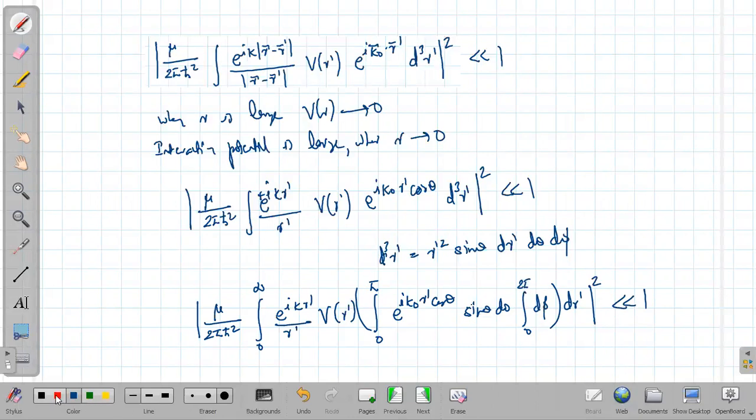So this integration over phi will give 2 pi. So this 2 pi and this 2 pi would cancel. And what about this integration? I think it is already known to us. So this would give e raised to i k0 r prime minus e raised to minus i k0 r prime divided by i k0 r prime.